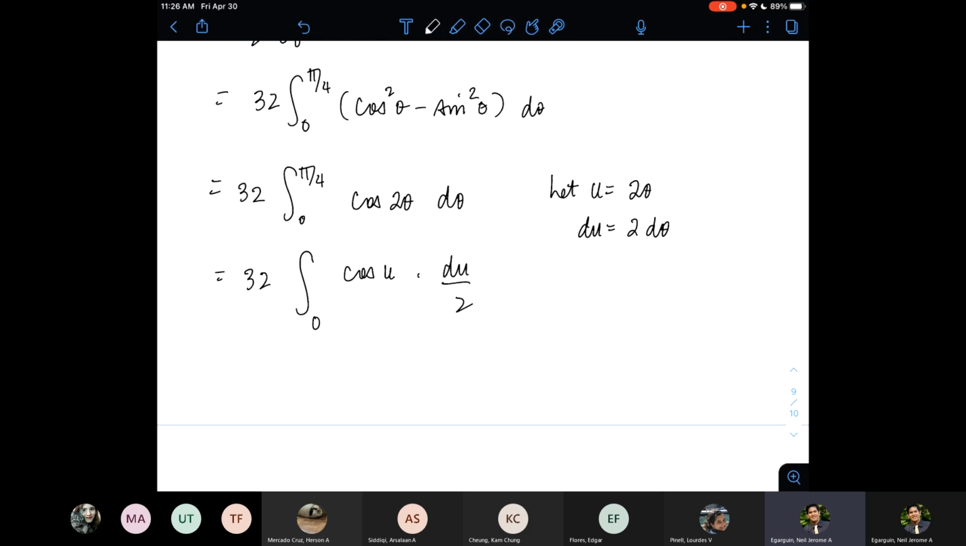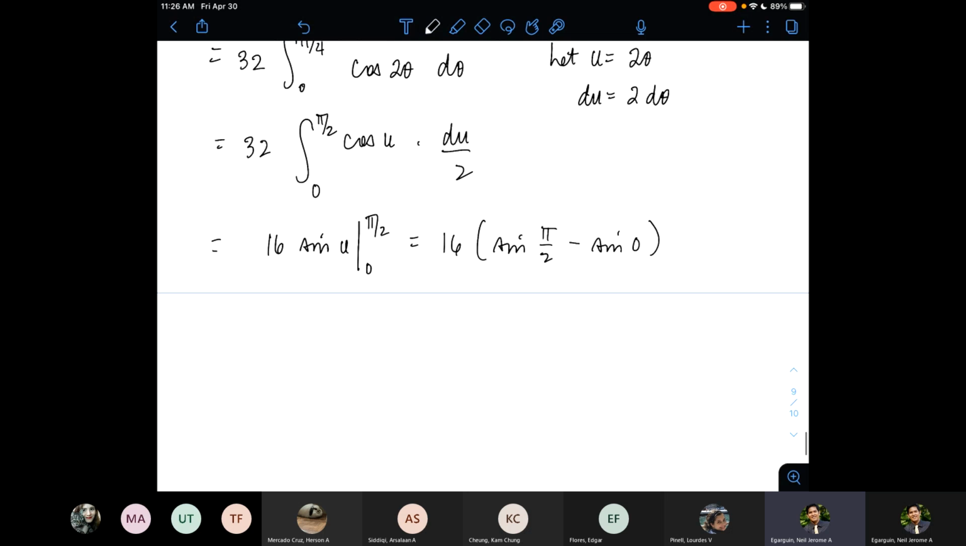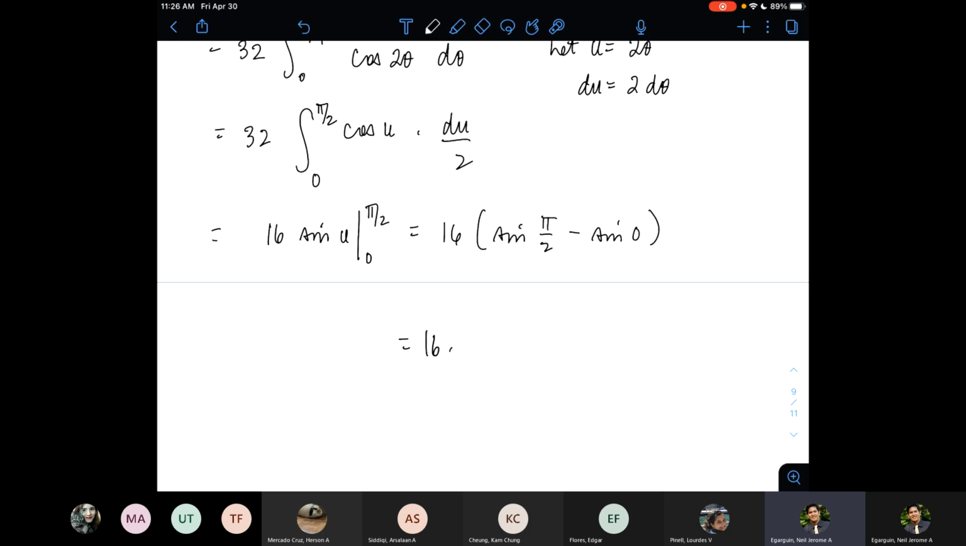And then the bounds would be from 0 until, here theta is pi over 4. So u would be 2 times pi over 4. So that's going to be pi over 2. And so this would be 16 times the integral of cosine, which is sine u, evaluated from 0 to pi over 2. It's going to be 16 times sine of pi over 2 minus sine of 0. So that's going to be 16, right? So the area is 16 square units.